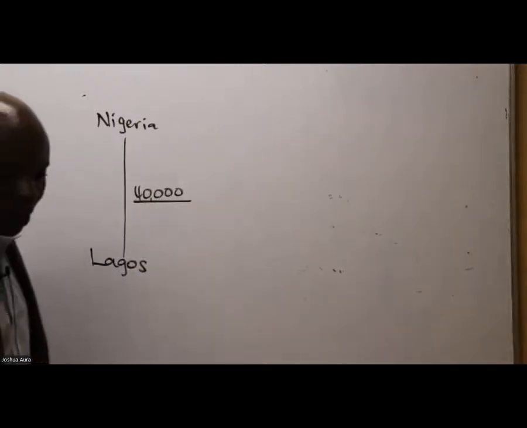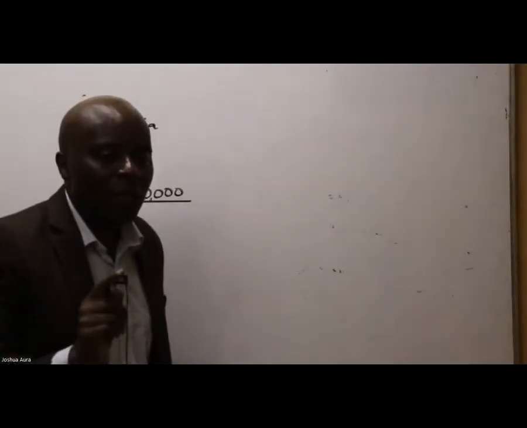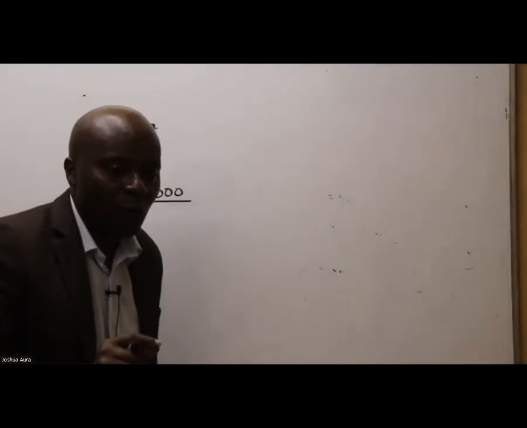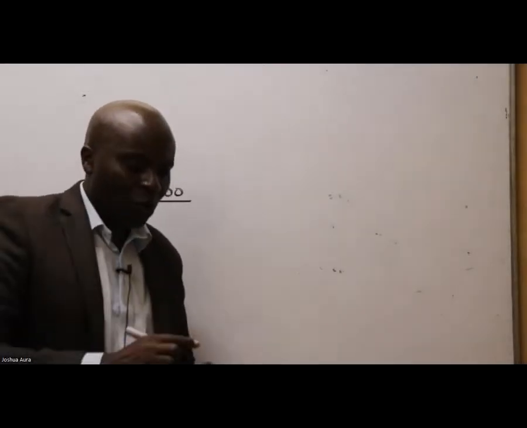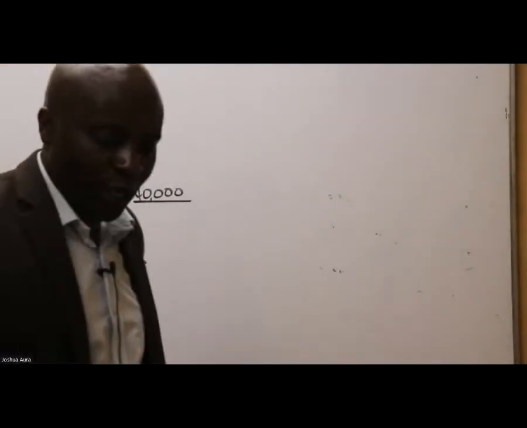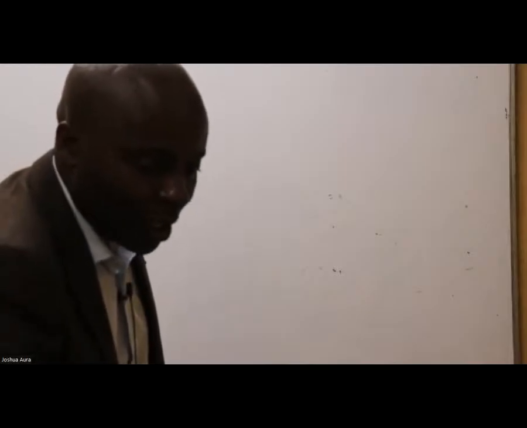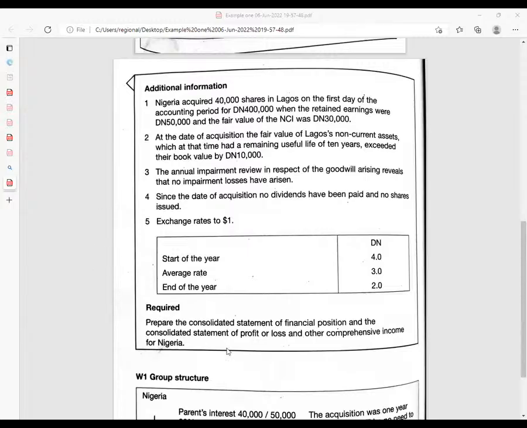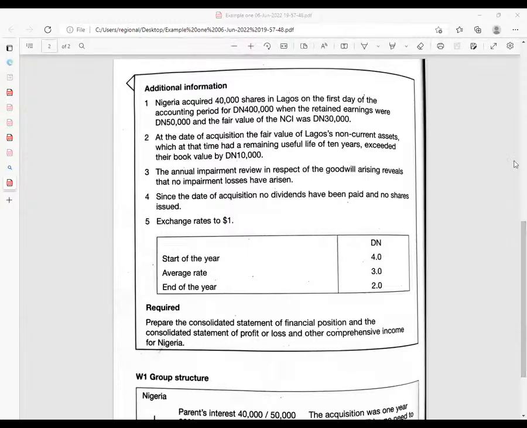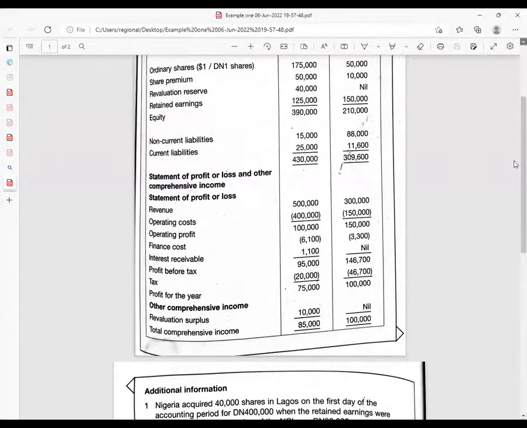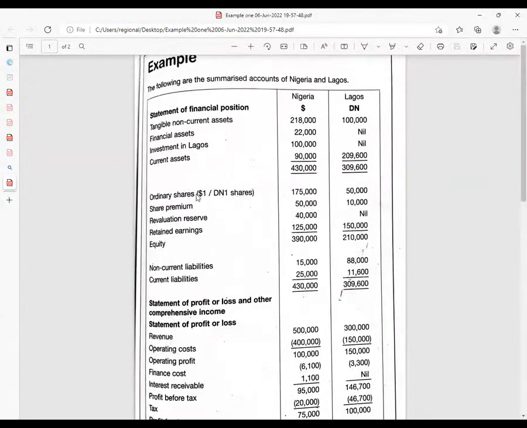So we bought 40,000 shares of Lagos. How many shares does Lagos have in full? Please go to the statement of financial position of Lagos, and read the number of shares that Lagos has in total. Look at this. It's ordinary shares, DN1 shares, meaning that the par value is 1 across the board.